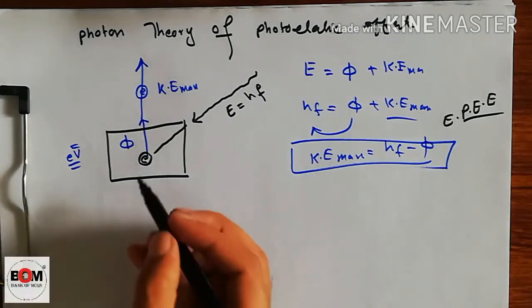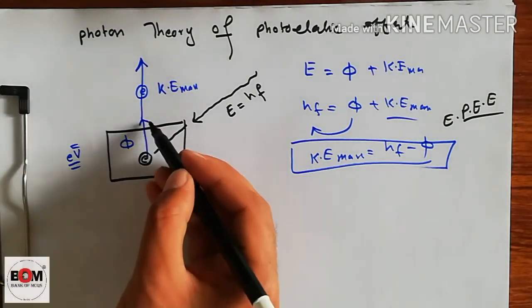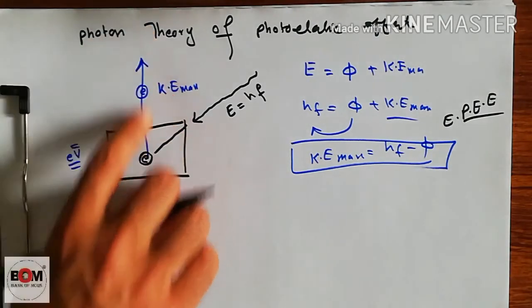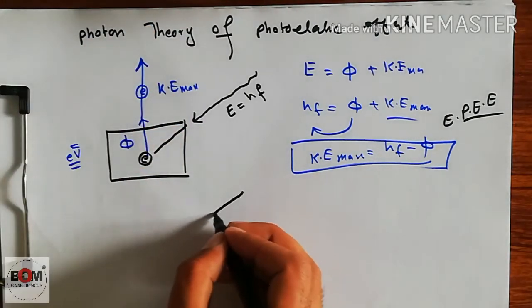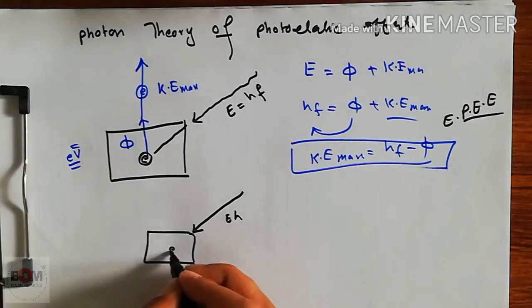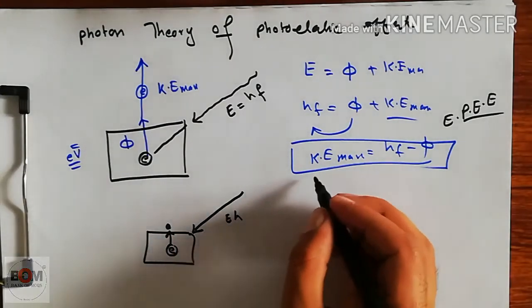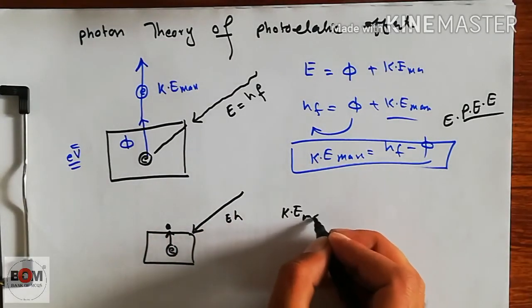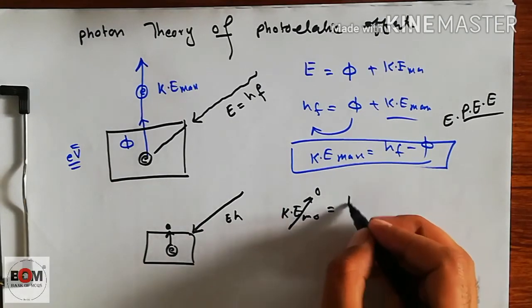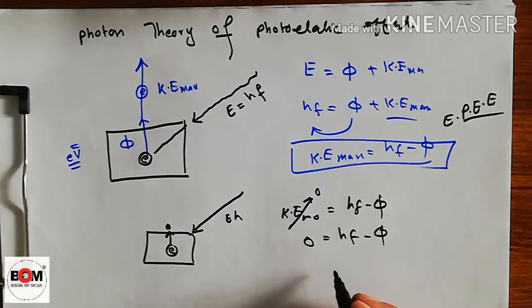The next is, if the electron comes out but its kinetic energy is 0. If the electron comes out but does not have enough energy to move with some velocity, it means that light of energy Hf came, the electron absorbed it and just came out of the surface but does not have energy to move forward. So in this case, maximum kinetic energy is 0. So maximum kinetic energy is equal to Hf minus work function is equal to 0, so Hf is equal to work function.